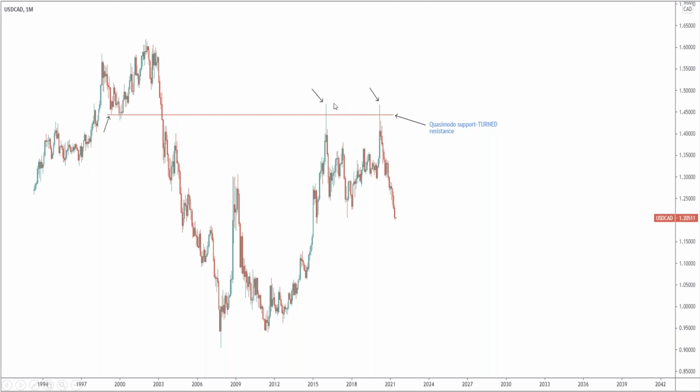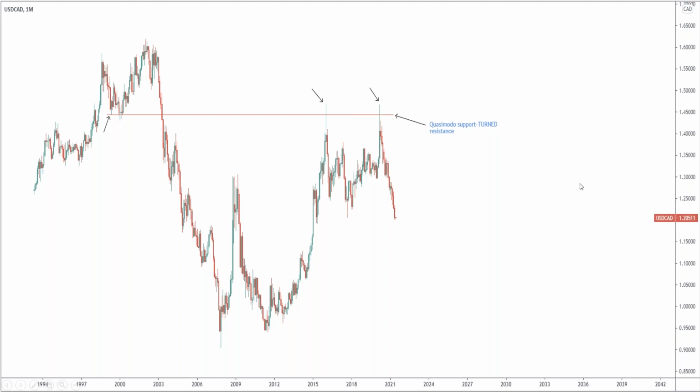But what happened is the Quasimodo support, as you know, with typical traditional support and resistance, once a support is broken, it tends to become resistance. It tends to form resistance, and it's the same with the Quasimodo. So the Quasimodo support has turned resistance, but from my experience, Quasimodo support turned resistance and resistance turned support are incredibly high probability areas to look out for.